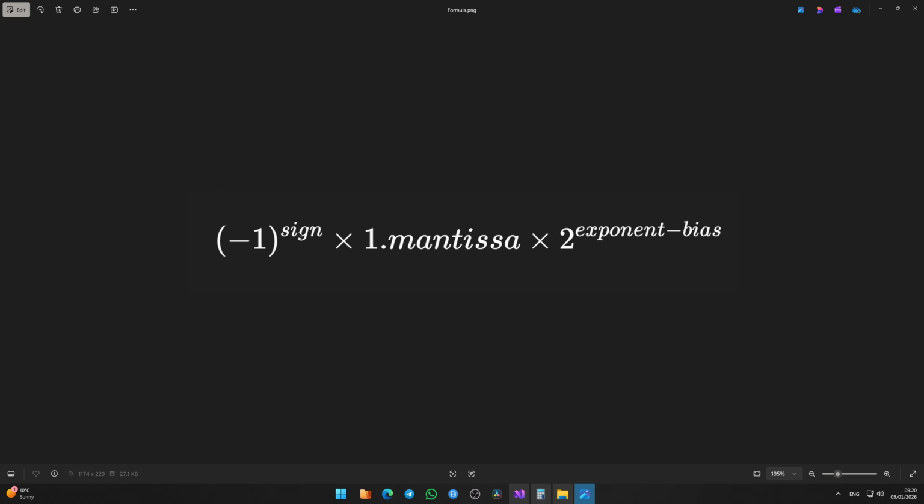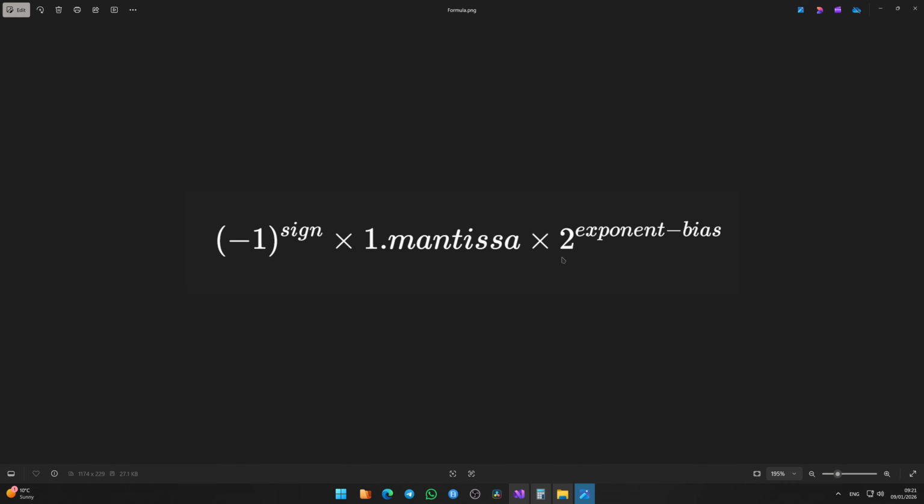On the left, you'll see the word sign. That determines whether the number is positive or negative. If it's 0, the number is positive. If it's 1, it's negative. So right away, 1 bit is used just to store the sign. Next is the mantissa, which represents the fractional part of the number. It's basically what gives the number its precision. For a float, 23 bits are reserved for it. For a double, 52 bits. And for long double, at least on my system and compiler, it's also 52 bits.